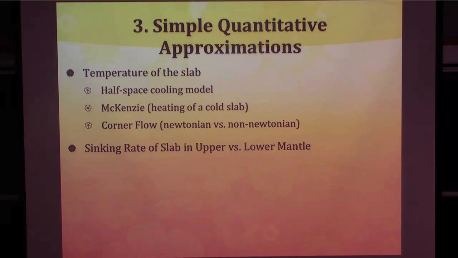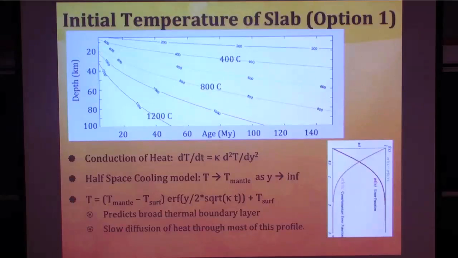I'm going to talk about three temperature approximations that are very good to have in your back pocket for when you need to figure out what this temperature or that temperature is. The first one is just a half-space cooling model, which I'm not going to derive. I'm just going to give you the solution. Then I'm going to show you another solution for temperature heating of a cold slab that McKenzie first used, and then I'm going to explain why it's wrong. And then I'm going to show you some solutions for using a corner flow velocity field or a corner flow boundary condition to determine the thermal structure of slabs. I'm going to skip the sinking rate because we kind of touched on that, and I think Thorsten is going to come back to sinking things.